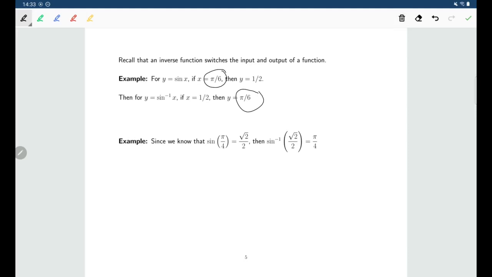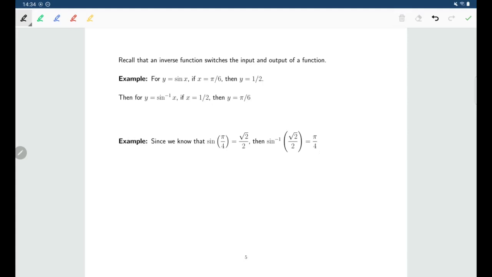And therefore, if you say that you know that sine of pi over 6 is a half, then sine inverse of a half should be pi over 6. Or similarly, you know that sine of pi over 4 is root 2 over 2 using your special triangle. So sine inverse of root 2 over 2 should be pi over 4.